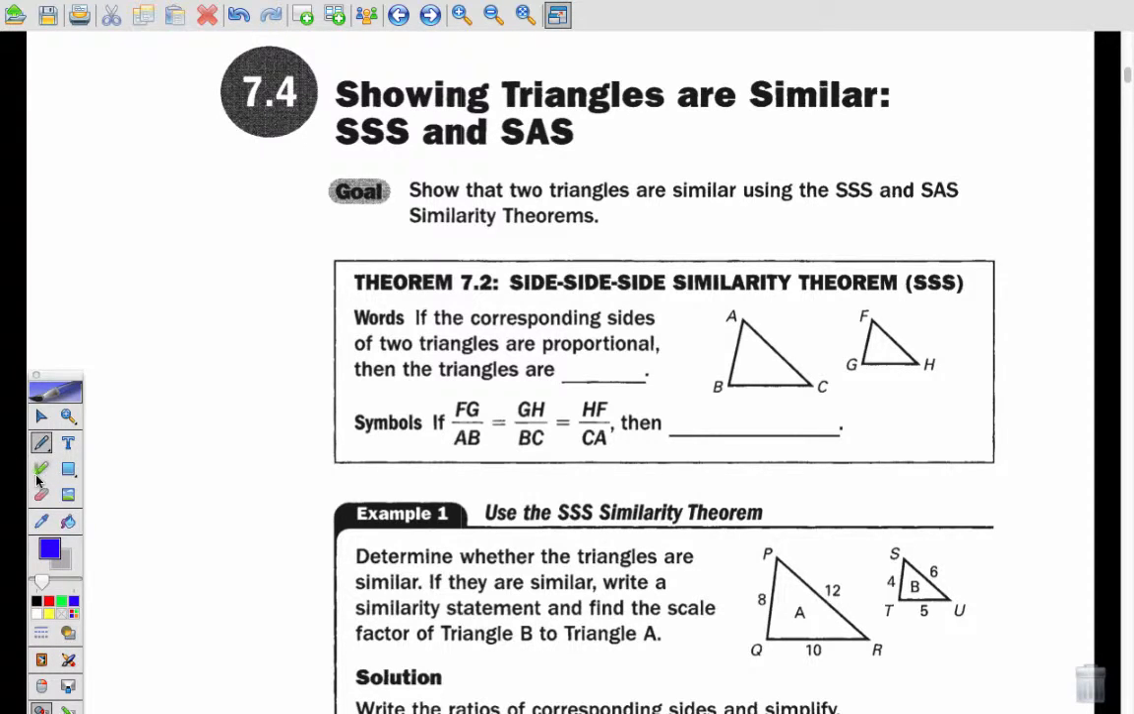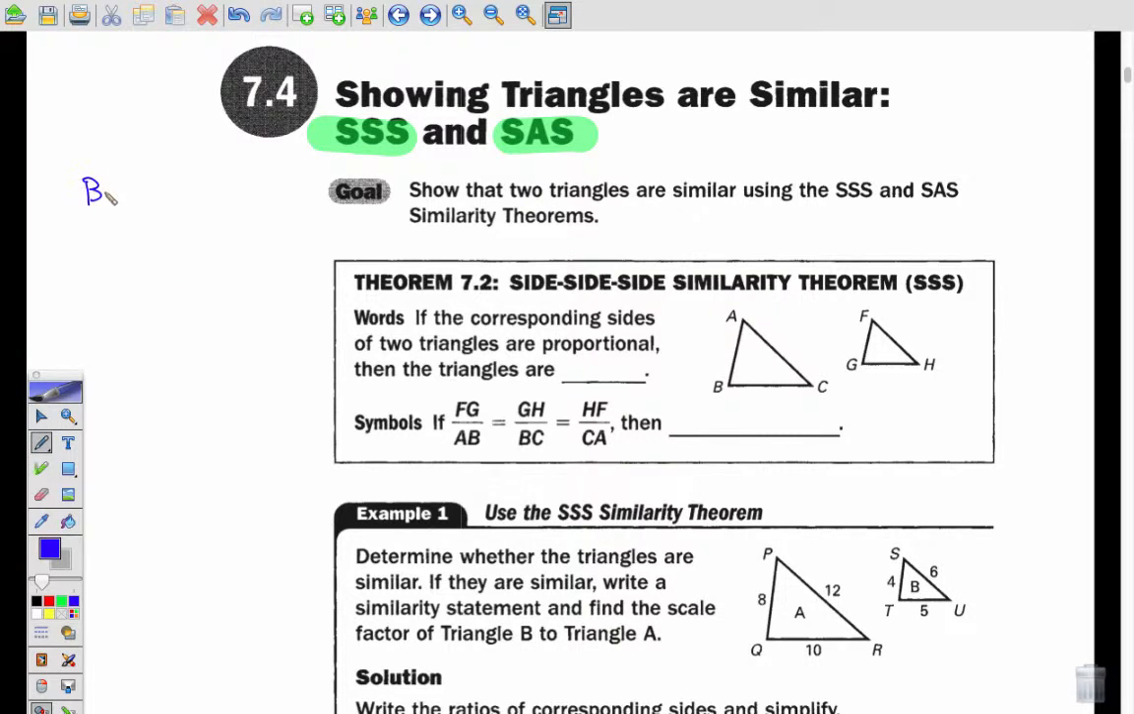Okay, guys, in this unit, we're going to continue to learn how to prove triangles are similar. Remember those guys, SSS and SAS? We talked about it when we were evaluating if two triangles are congruent, right? And here they come back again when we try to prove that triangles are similar.